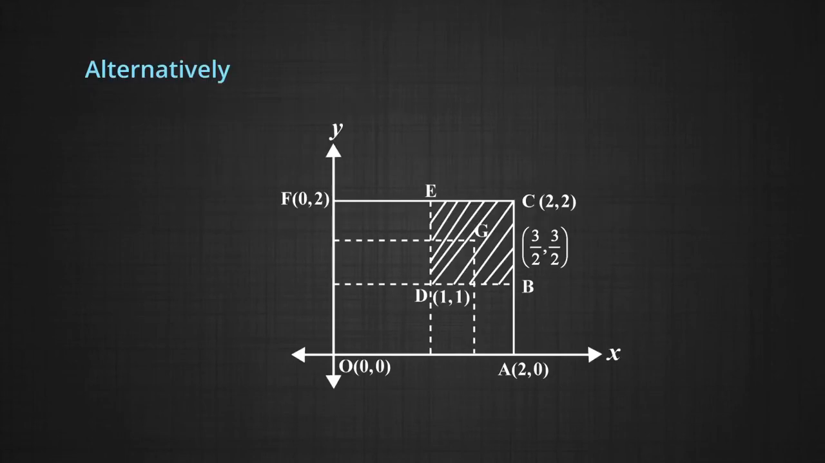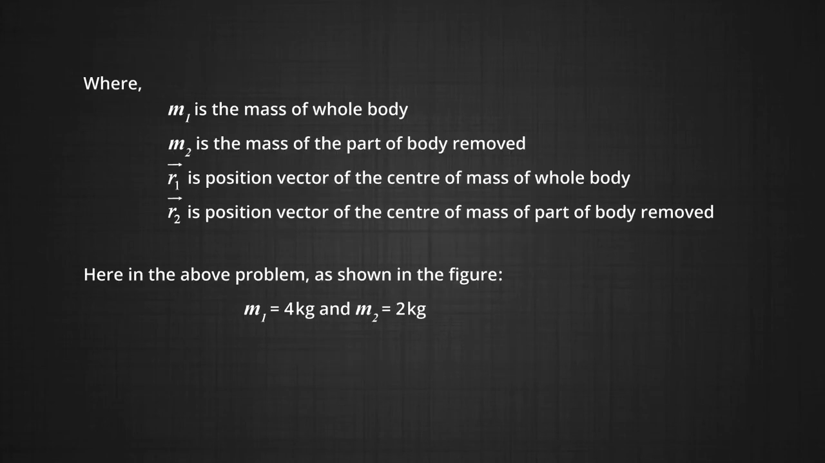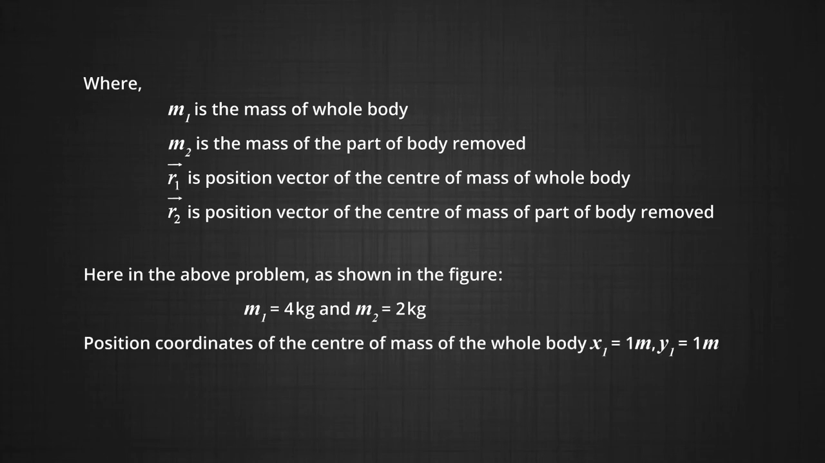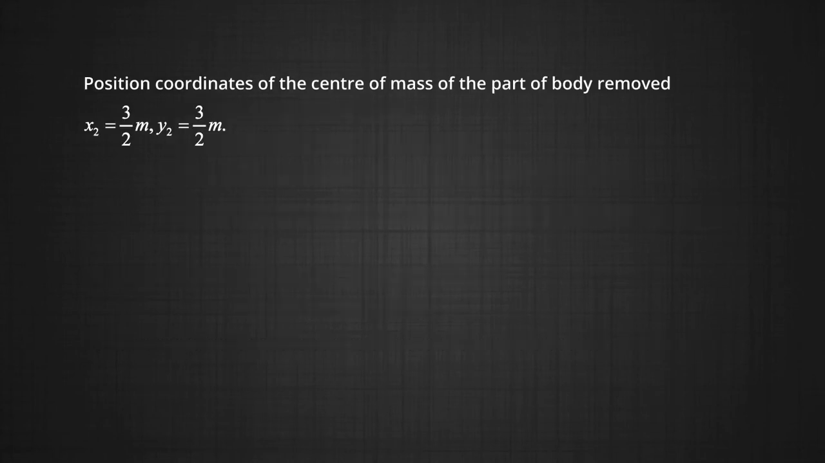In the given figure, the given problem, we have m1 equal to 4 kg and m2 is equal to 2 kg. Position vector of the center of mass of the whole body becomes x1 is equal to 1 meter, y1 is equal to 1 meter. Position coordinates of the center of mass of the part of the body removed are x2 is equal to 3 by 2 meter and y2 is equal to 3 by 2 meter.